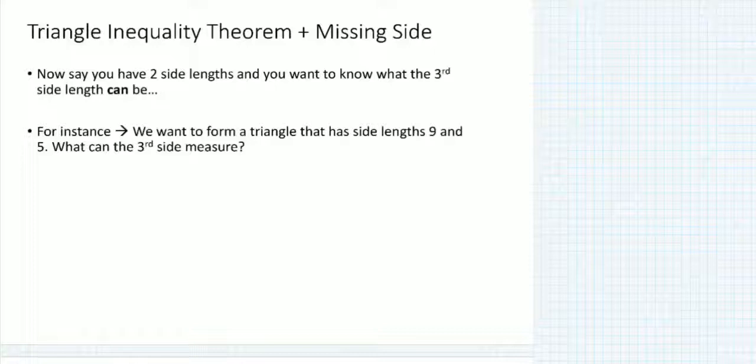Now, this video is going to be sort of an application of the triangle inequality theorem. So far, the only question that we've answered with it is, does it form a triangle? Now, what we're actually going to do is determine what can the missing side be.